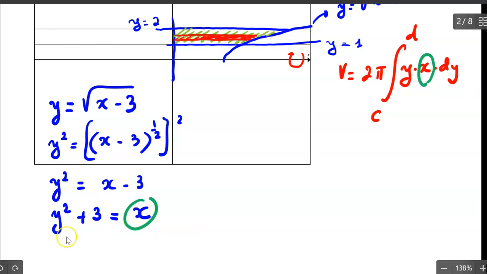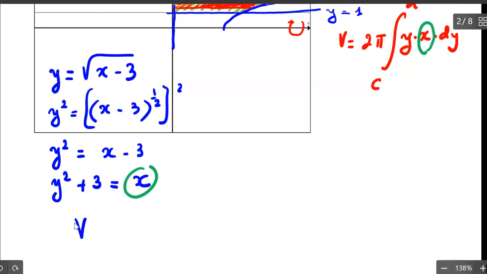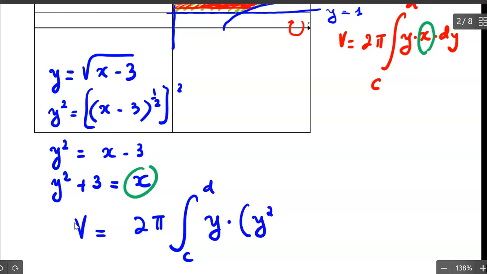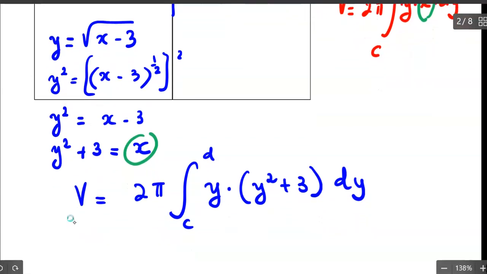In this case it is a function, right? So now your formula for V will be equal to 2 pi, from c to d, of y multiplied by y squared plus 3 dy. Okay, so now what are c and d?